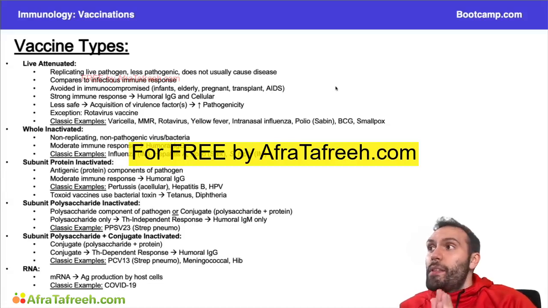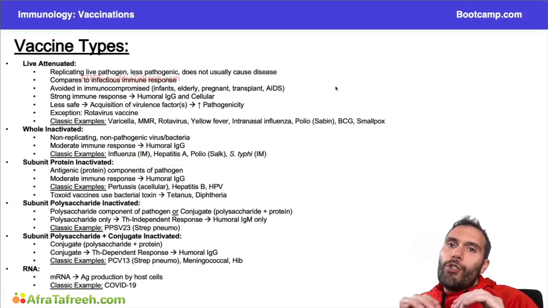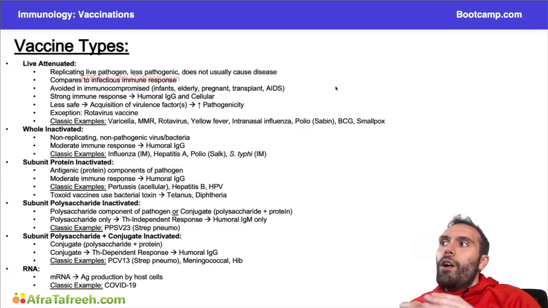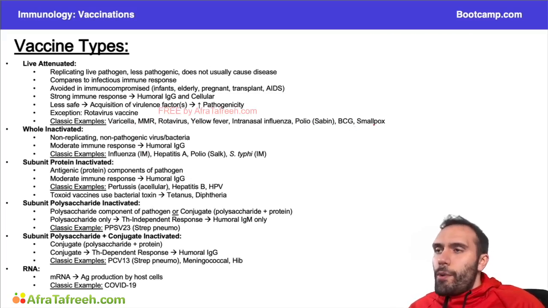Okay, so this is a big slide. This is where we're going to talk about all of these different vaccine types. The thing that you want to understand here is which type of vaccine falls into which category. There are a lot of different mnemonics to try to understand, okay, where does varicella fall, or where does the BCG or smallpox vaccine fall?